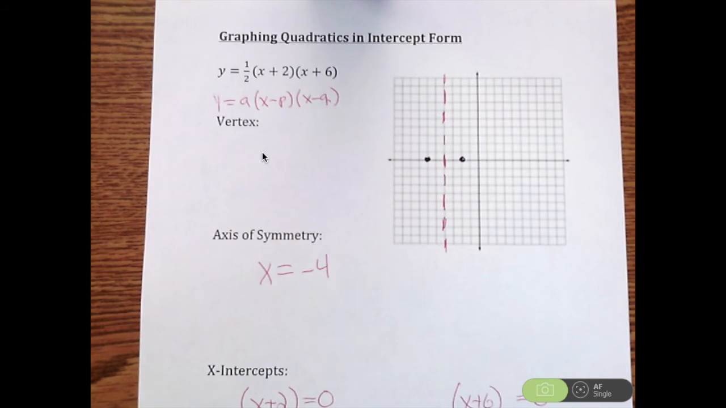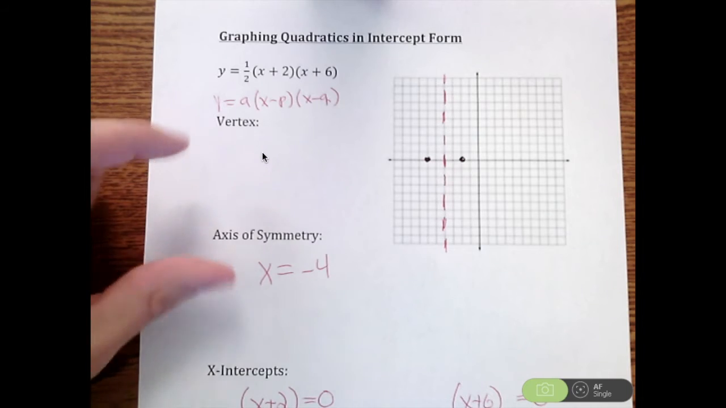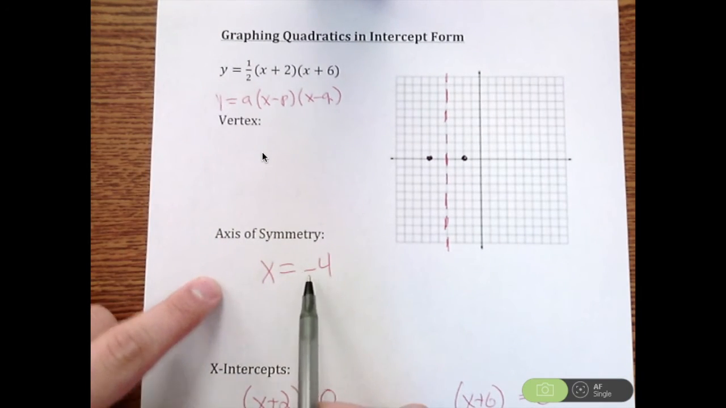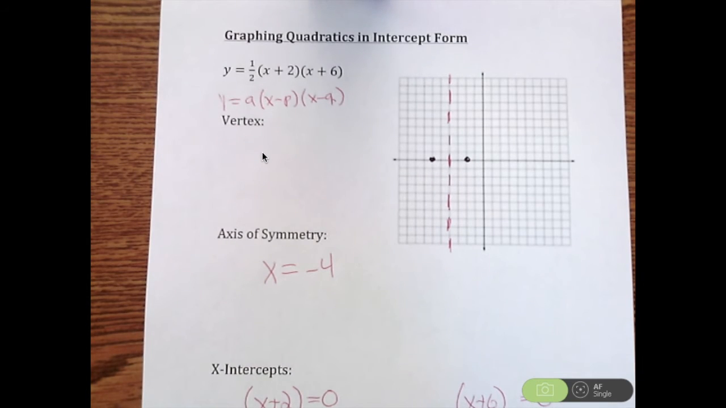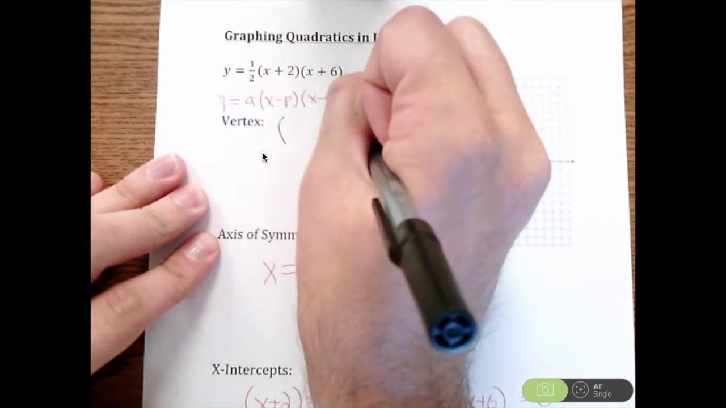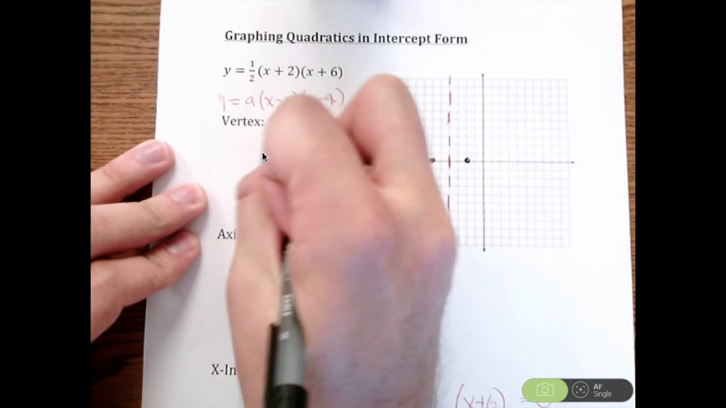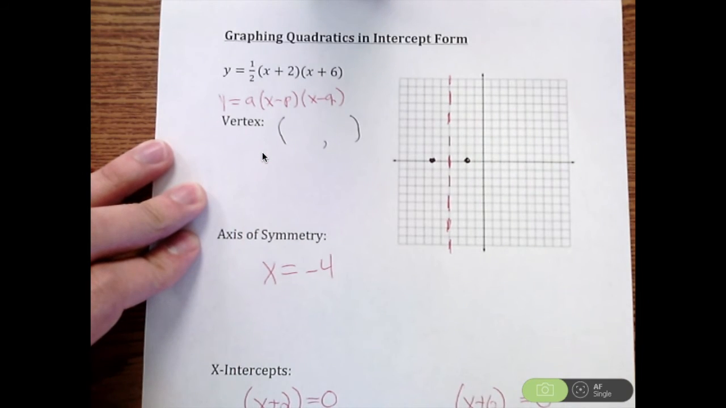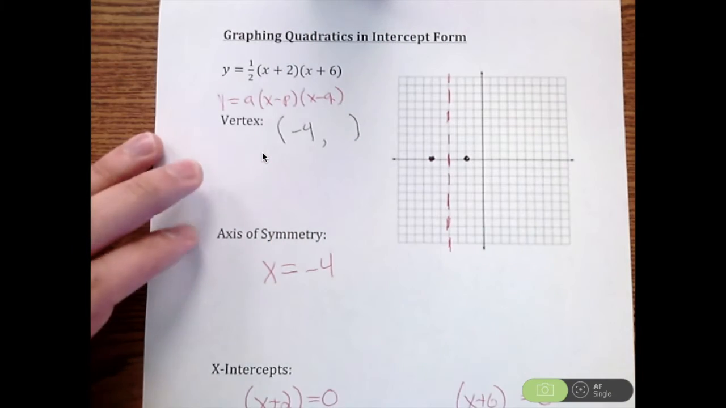The last bit I need to find, since I've done intercepts and axis of symmetry, is the vertex. Now the trick here is our vertex and axis of symmetry work hand in hand. Once you know the axis of symmetry, you know a piece about the vertex. Once you know the vertex, you can find information about the axis of symmetry. The key is that the x value of the axis of symmetry is going to be the x value of your vertex. So if I have negative 4 here, the x value up here is negative 4.